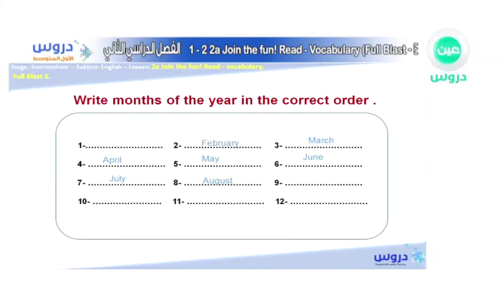September. Hold on, let me write it down. So it's September. And after September, what do we have? So we said January, February, March, April, May, June, July, August, September. Then we have, that's right, October. After that we have, do you remember? Yes, you do, which is November. Then finally we have the last one, which was December. That's right, it's December.